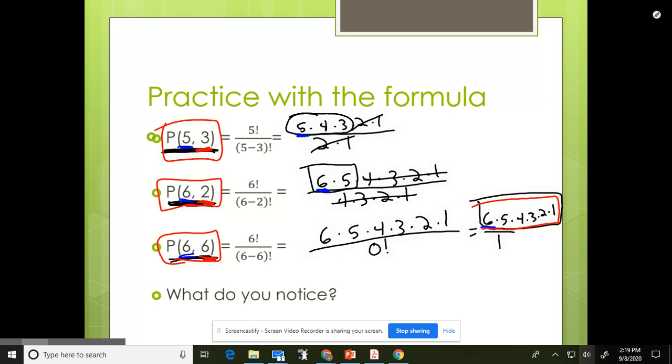So if I had permutation 10, 3, that's just 10. So we start at 10, we have 3 numbers, so 10 times 9 times 8. That is basically the permutation principle on that previous slide.